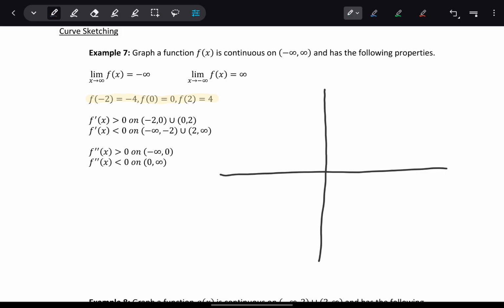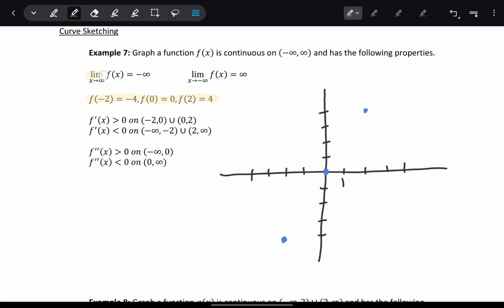In this case, we'll go ahead and add some values to our X and Y axis. And we know that we have a point occurring at -2, -4, 0, 0, 2, 4, and actually those are the only 3 points. So we can start off by plotting those points.